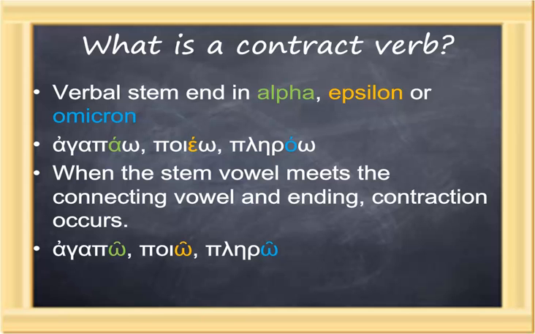When the stem vowel meets the connecting vowel and ending, contraction occurs, and the stem vowel is no longer clearly visible. So although the uncontracted form of the verb to love is agapao, the form that one will see in the Greek text is agapo. Notice the alpha isn't visible anymore. It has contracted with the omega. The same is true of poieo, which contracts to poio, and pleroo, which contracts to pleroo.